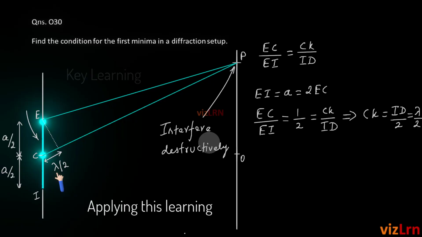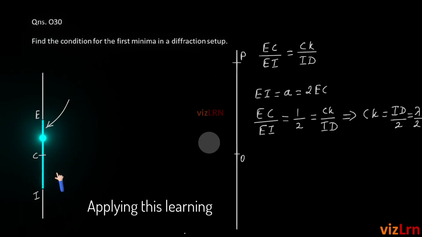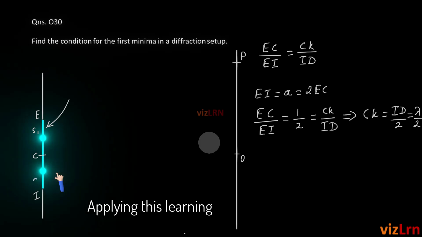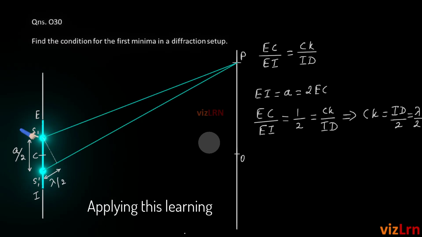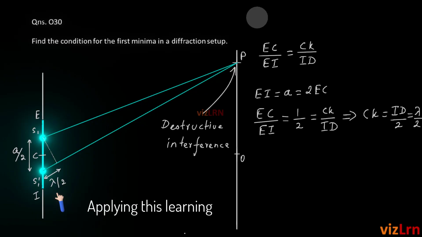Now EC is equal to CI. So if we take any point source on EC, say S1, then for that source there will be a corresponding point source S1 dash, a distance a by 2 from S1 in part CI, and the rays from S1 and S1 dash at P will have a path difference of lambda by 2. And when they interfere at P, they will interfere destructively and cancel each other at P.